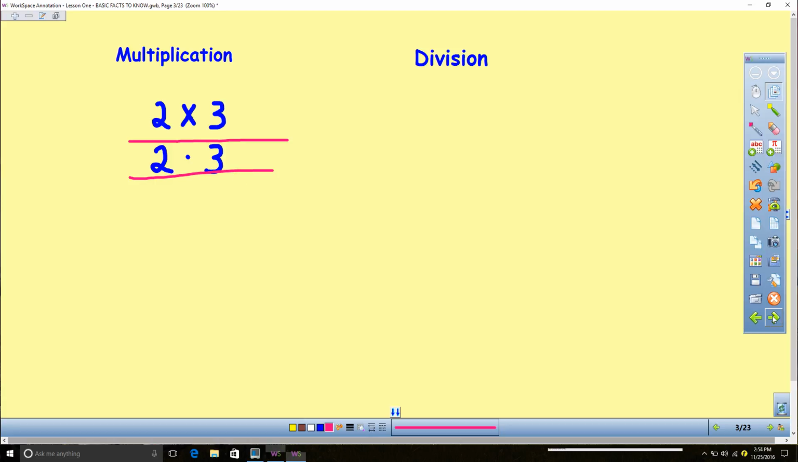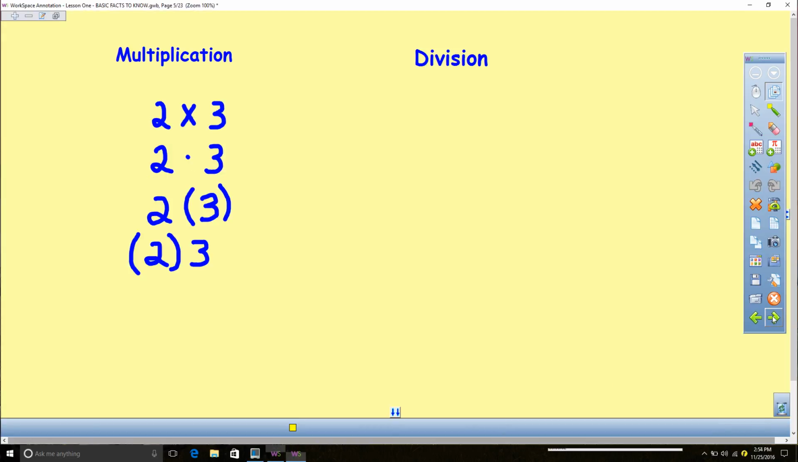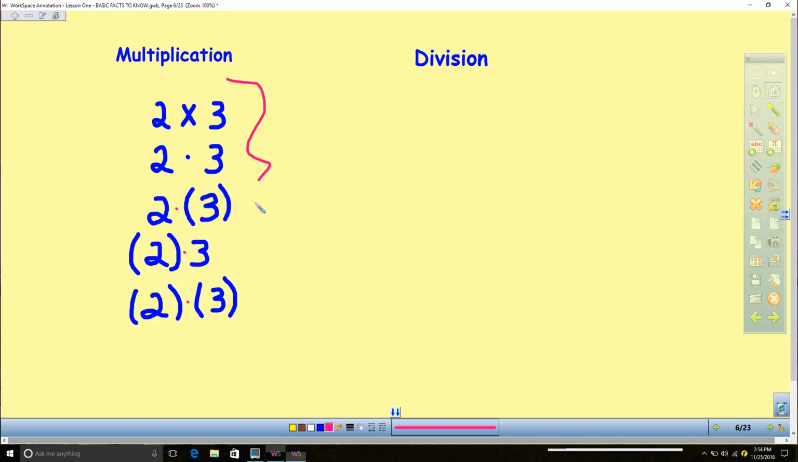But a third way to show multiplication is to use parentheses. If you see a number and a parenthesis, or 2 parentheses, and there's no operation between them, then automatically we assume that the operation is multiplication. Therefore, all of these expressions say 2 times 3. Please note that order is not important in multiplication, so if you get the order confused and you say 3 times 2, you get exactly the same answer.